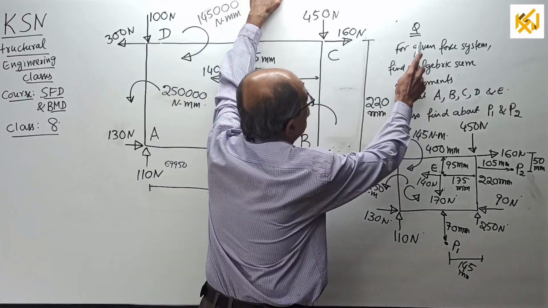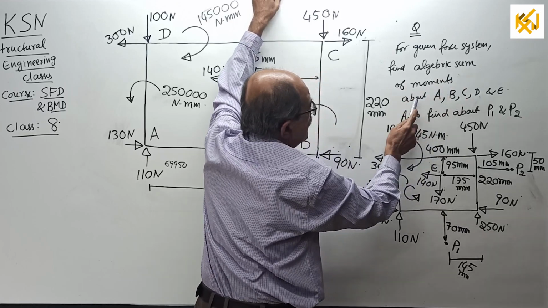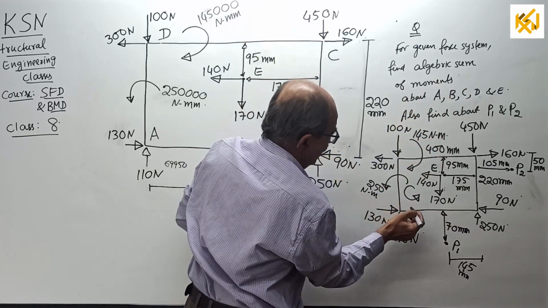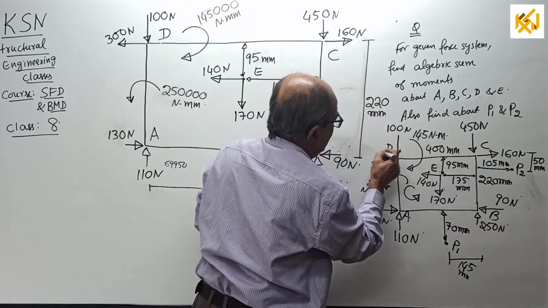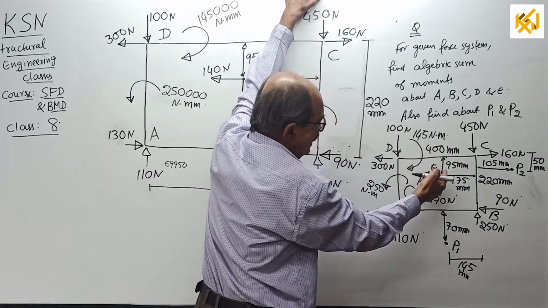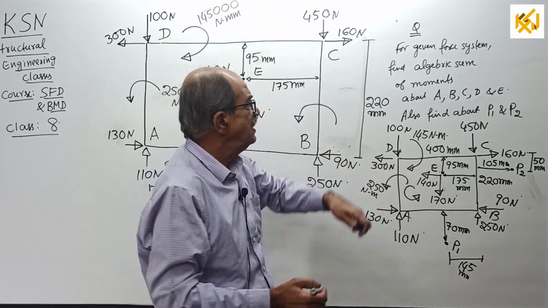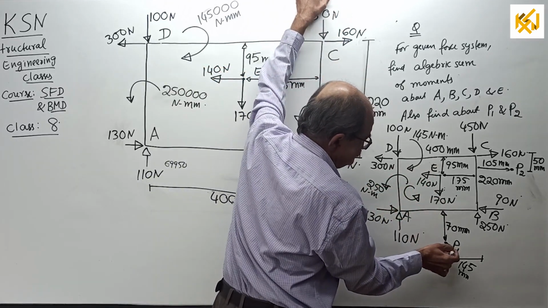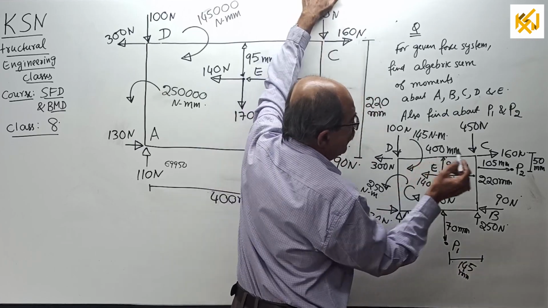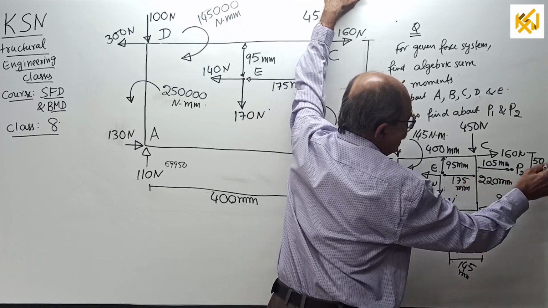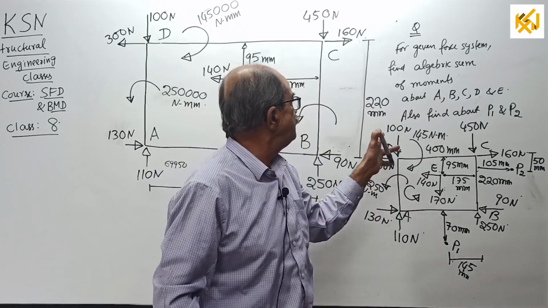For this force system, the question I will tell you: for the given force system, find the algebraic sum of moments about A, B, C, D, then E, the point where a force is acting here, and also about P1 and P2, two outside points. I took the P1 point here, from here down 70, from here left 175. P2 I have taken here, from here right side 105, and from top down 50. Now, I will tell you why this is very important.